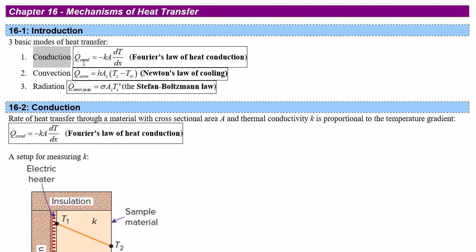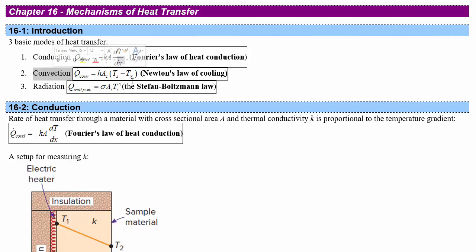So in conduction, the rate of heat flow is given by the thermal conductivity, K, multiplied by the cross-sectional area perpendicular to the direction of heat flow, and then multiplied by the temperature gradient, the rate of change of temperature in the direction of the heat flow. The negative sign tells you that heat is going to flow from higher temperatures towards lower temperatures, so in the negative direction of the temperature gradient. Here we're looking at dT by dx. This would be if temperature is only changing in the x direction, or if we're only looking at the rate of heat flow in the x direction.